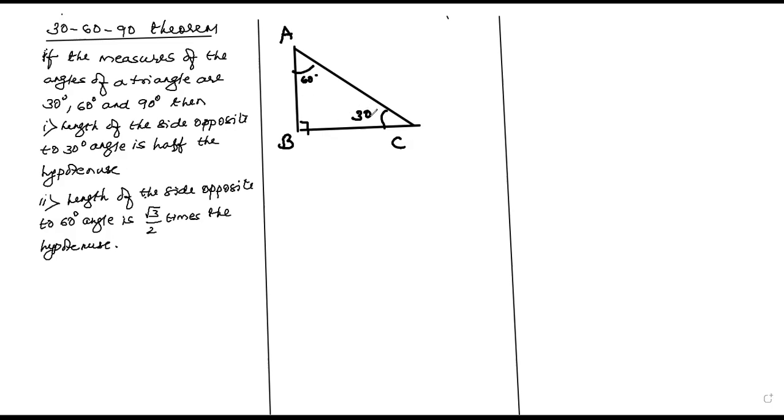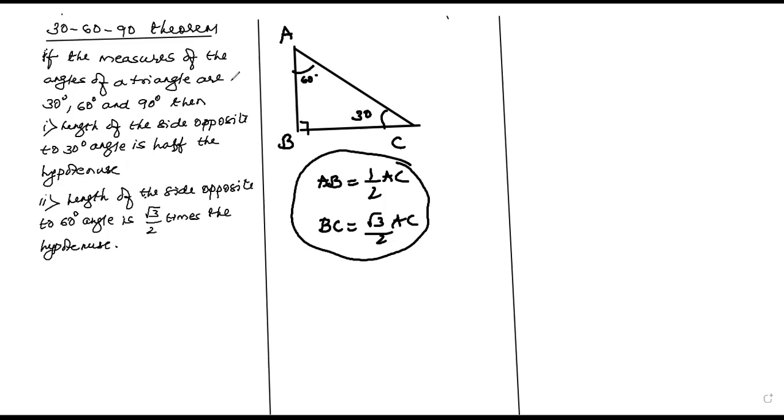Remember the side opposite to 30. Which is the side opposite to 30, children? You can see angle C is 30. So in triangle ABC, angle C is 30. So बाकी दो letter AB है ना? Side opposite to 30 है. AB is the side opposite to 30. ये AB formula half AC, half the hypotenuse बोल सकते हैं. And side opposite to 60. देखो angle A is 60 here. So which is the side opposite to it? BC. This BC is root 3 upon 2 times the hypotenuse AC. So these two formulas basically is called 30, 60, 90 theorem. Are you getting me, children?